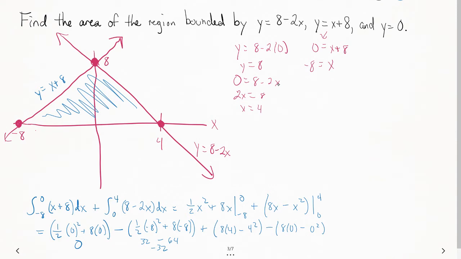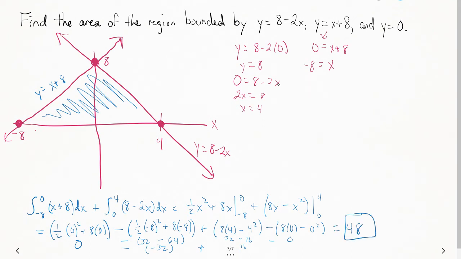But then we have a negative -32, right? So that'll make a positive 32. Then we get 32 minus 16 here, which is just 16. So you have 32 plus 16, and then this part's minus 0. 32 plus 16, so this whole thing equals 48.